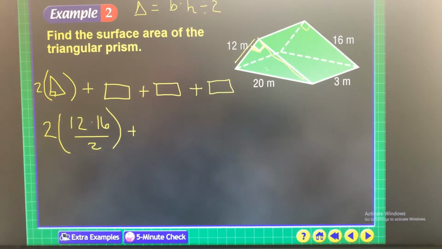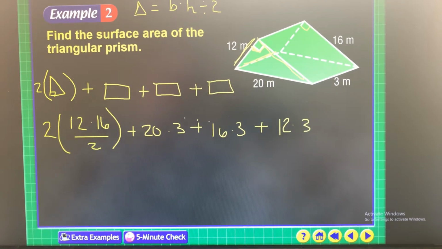Plus, now let's look at our rectangles. Get some type of a pattern. So let's start with the bottom. Can you see that the bottom is a 20 by 3? Plus, can you see that the top right here, the ramp, is 16 by 3? Plus, what's the dimensions of the back? Can you see that it's 12 and that this side right here would be the same as this one right here? So it's 12 by 3, like that. And then you'll figure that out.